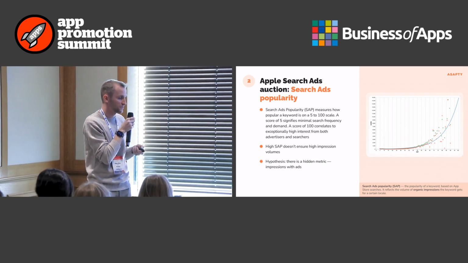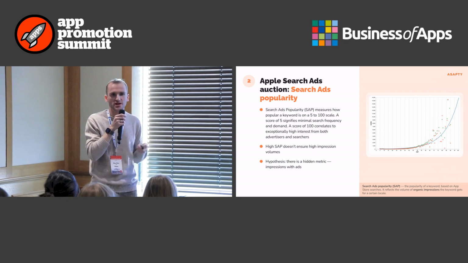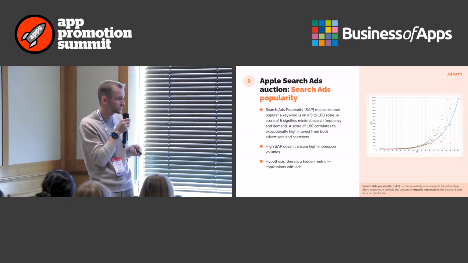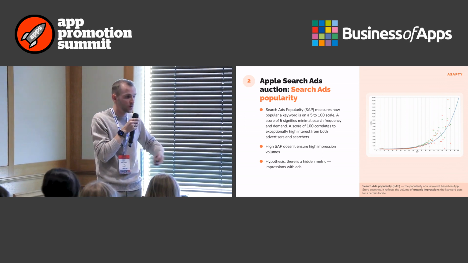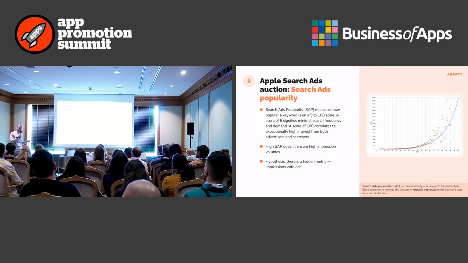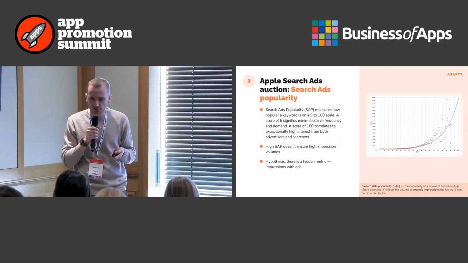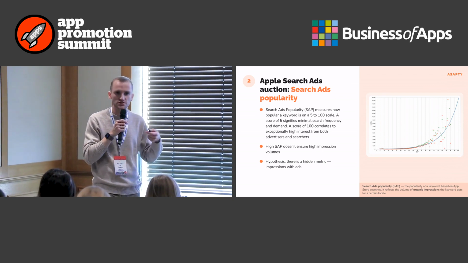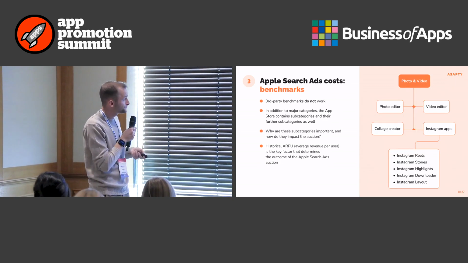And for example, as I told before, you can't buy all the impressions, even if you are the biggest company in the world. And that's how we are calculating the possibility. For example, some keywords, some categories, they have 100% impressions with ads. And some categories, they have 30% impressions with ads. It means that this category is just not that popular in Apple Search Ads.